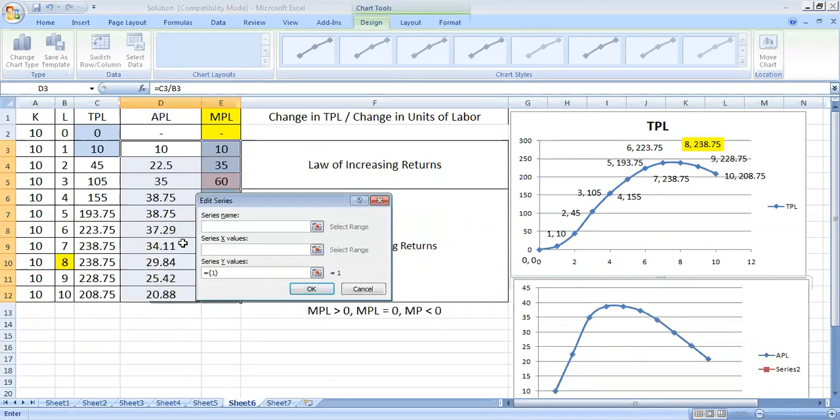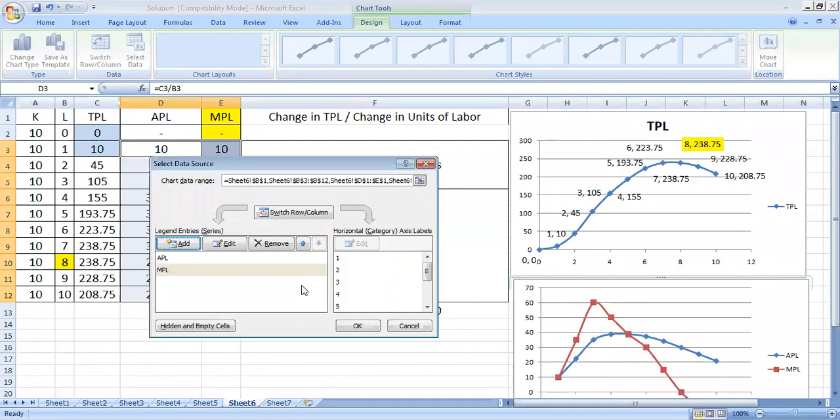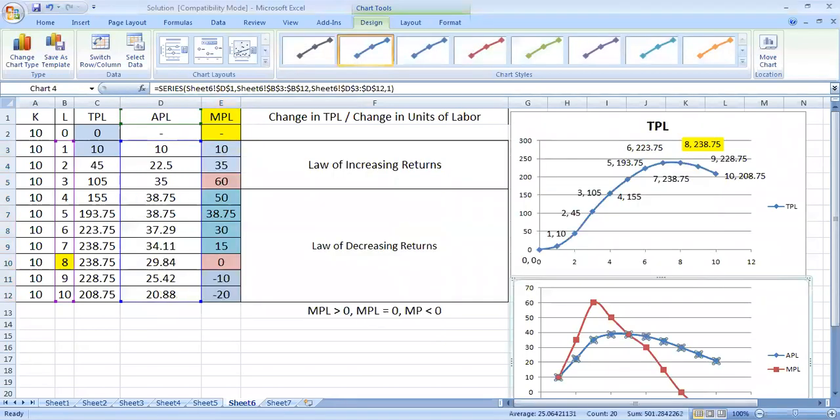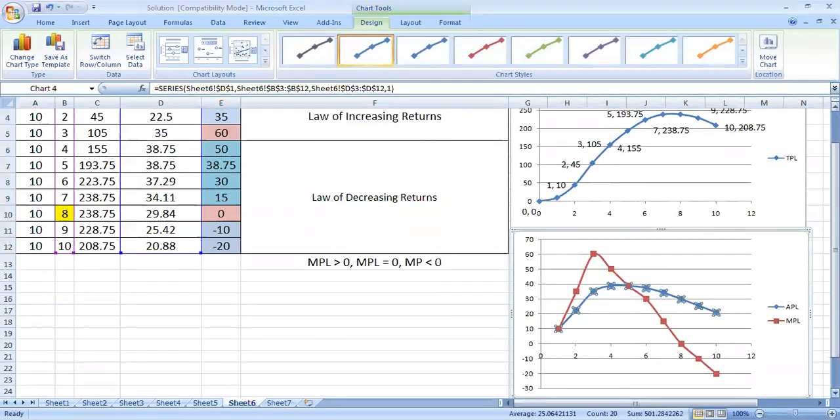Now let me add another series with the title MPL, and along the x-axis let me add the units of labor for it, and along the y-axis let me add the values for MPL. Okay, and let me press OK. When I've just pressed OK, you could see the values of MPL, and let me press OK over here. Now look at the values.